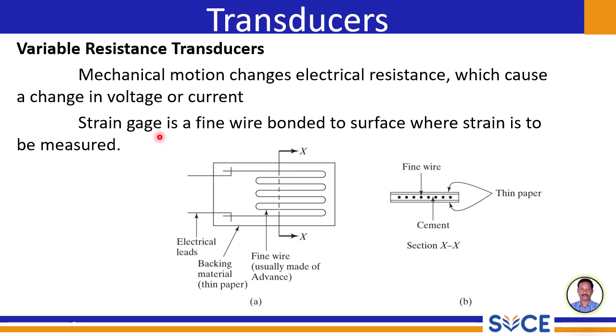A common and important example of a variable resistance transducer, particularly relevant in vibration and structural analysis, is the strain gauge. A strain gauge is essentially a fine wire, which is bonded to the surface where strain is to be measured.